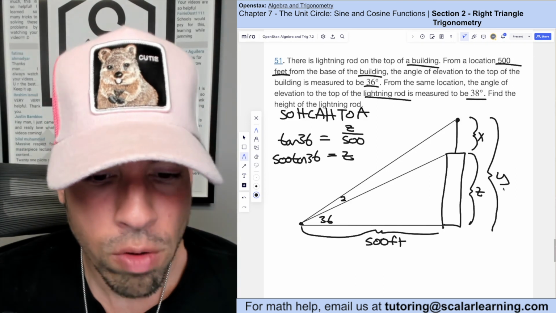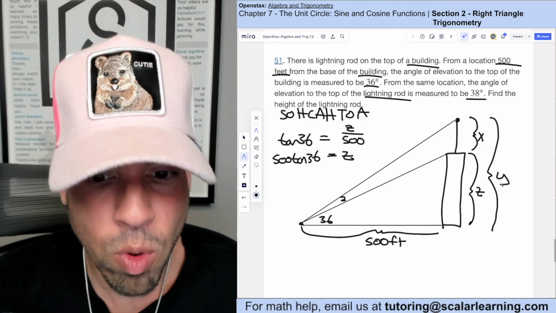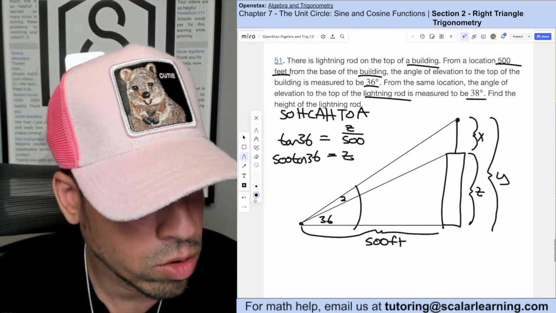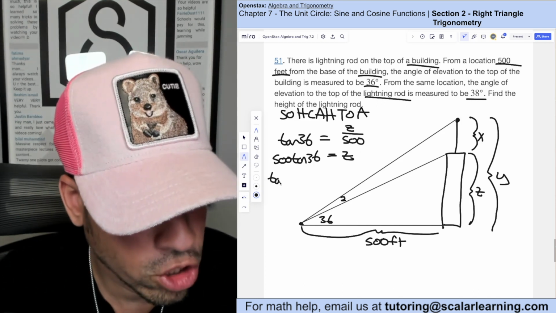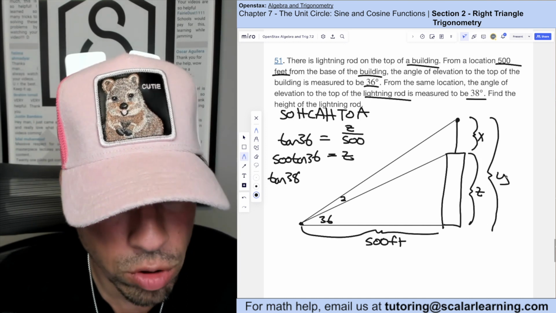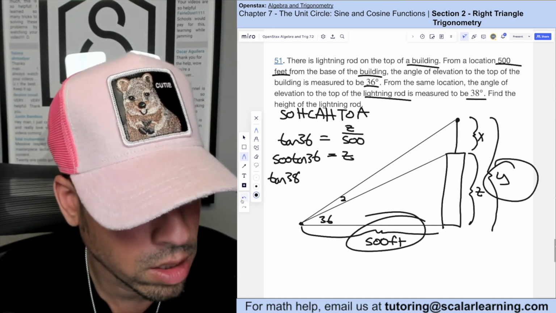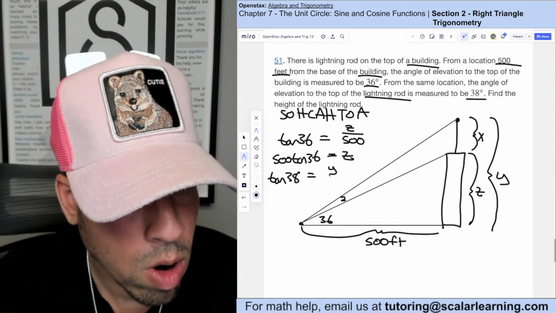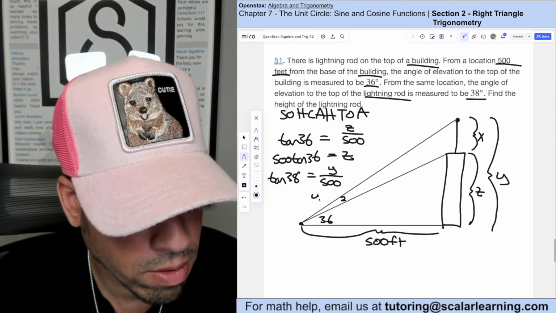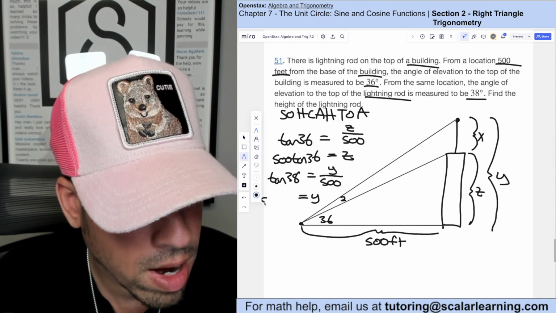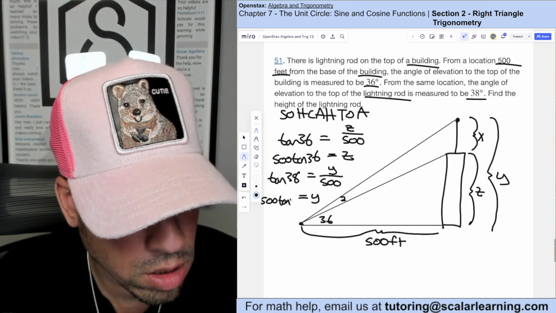So now I need to just solve for y, because then I can subtract z from y. Well, for y, the entire angle here is 38. So let's again use tangent. Now we'll take tangent of 38 is equal to opposite over adjacent, so it's equal to y over 500. So I'm going to isolate by multiplying both sides by 500. So y equals 500 times tangent of 38.